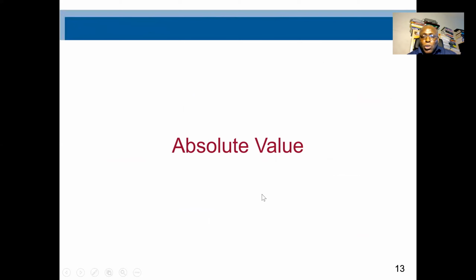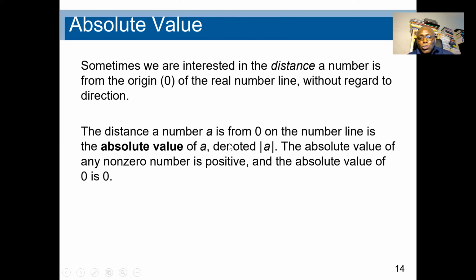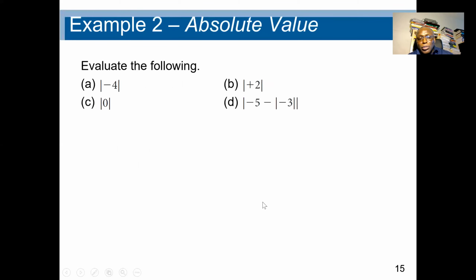So next we go to absolute values. The only thing we should know is that the absolute value of any number, whether it's positive or negative, is always positive. Sometimes we are interested in distance, how far a number is from the origin 0 of the real number line, without regard to direction. The symbol we use is the bar around the a. So the absolute value of a is a, the absolute value of negative a is still a, and the absolute value of 0 is 0. It is always positive.